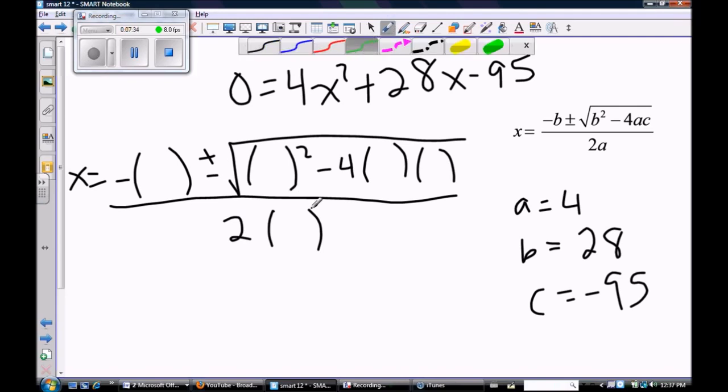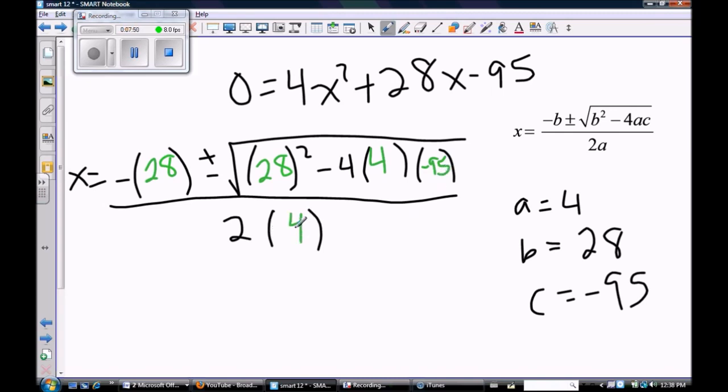That to me is the first step of using the quadratic formula. And now I can actually figure out what my substitutions are. So negative b, and b squared, where b is 28, minus 4ac, and this is over 2a. So there's my substitution, and now I'm just going to do the math.